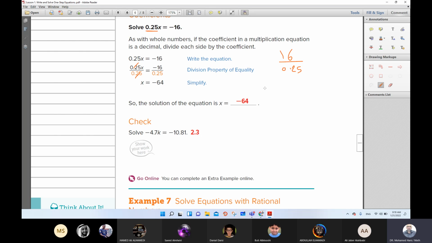We have many methods to do this problem. We can change from decimal to fraction, or we can remove the point. As you see here, the point is after 2 digits, so we can multiply by 100 up and by 100 down. 16 times 100 will be 1,600, and 0.25 times 100 will be 25.